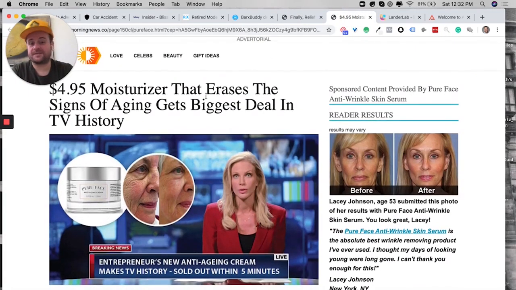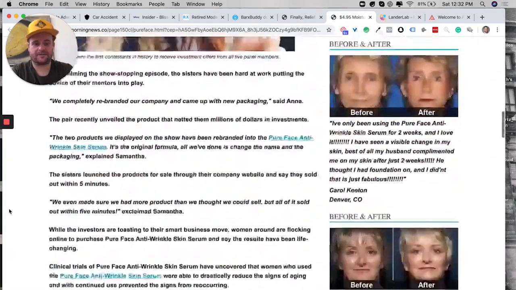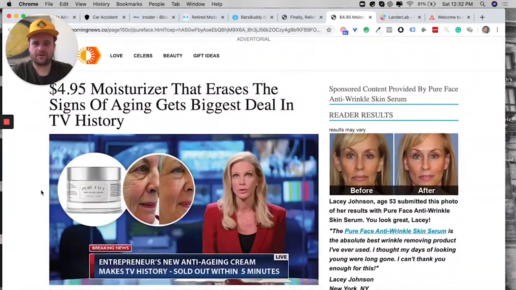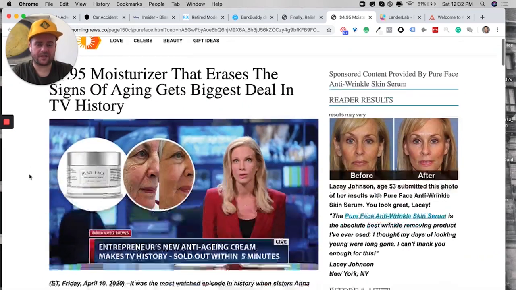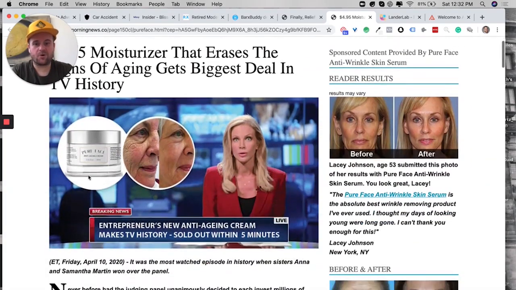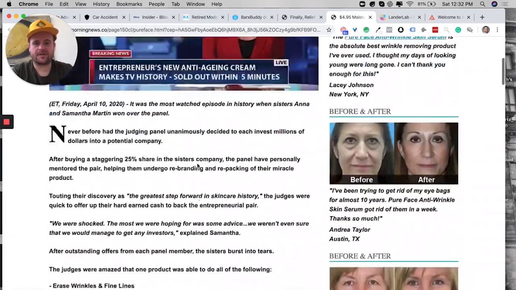So right here, this is definitely more black hat. This is the free trial bottle offer. I don't know what network it's coming from, but their angle is they're going off of how cheap and affordable it is. It's only $4.95. Yeah, and more new style. This is definitely more new style.